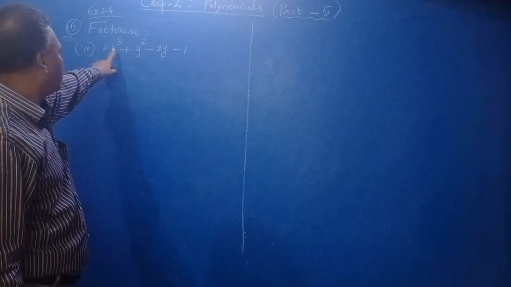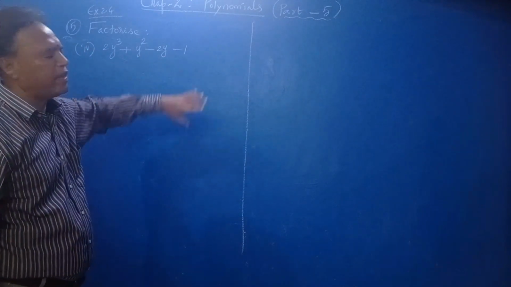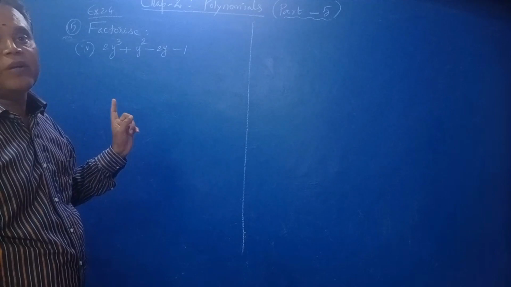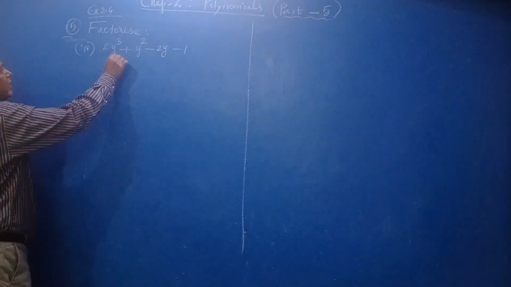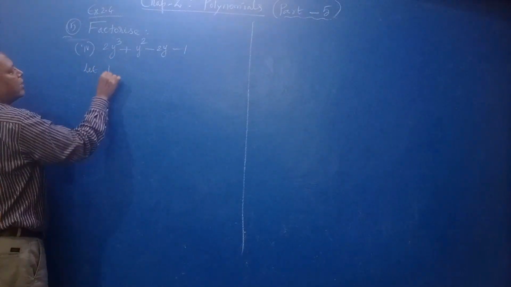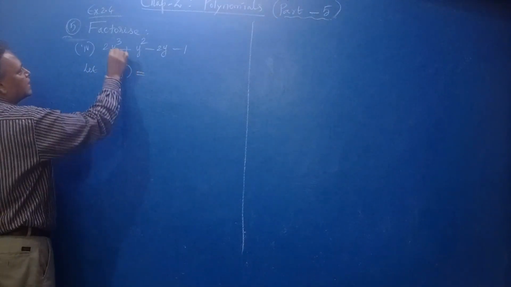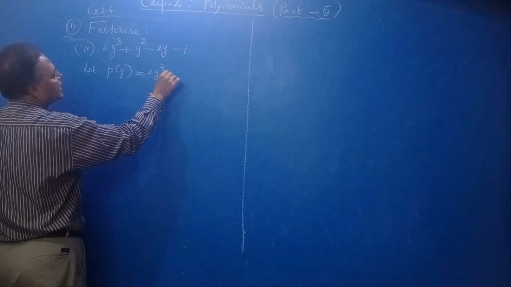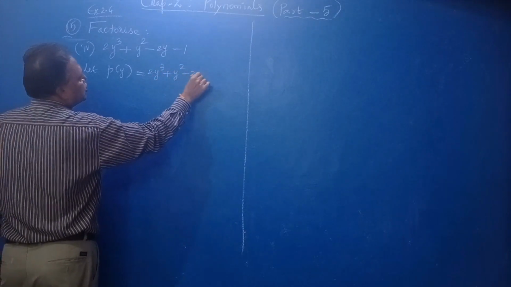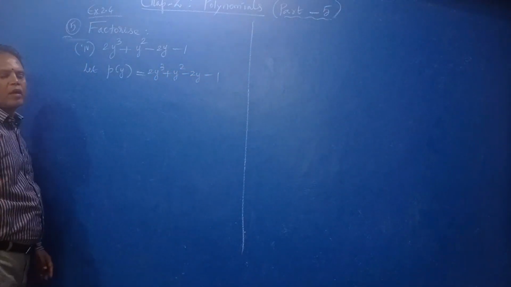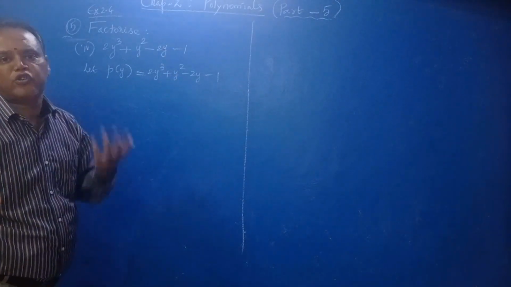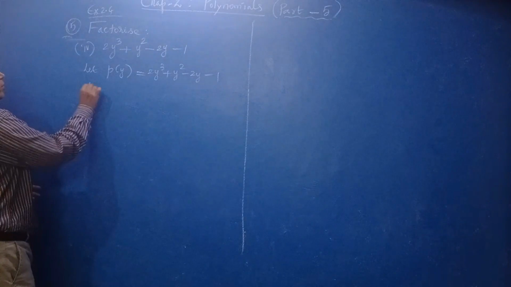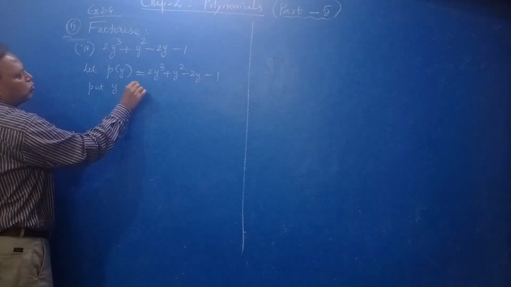Factorize 2y cube plus y squared minus 2y minus 1. So the polynomial is in y. Therefore, you have to name it as p of y. Here, let p of y be 2y cube plus y square minus 2y minus 1. Now we have a plus sign there, a minus sign there. So first you put y equal to 1.